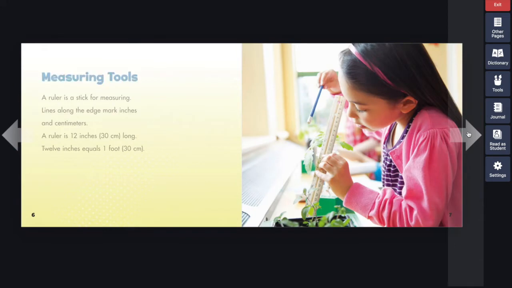Measuring tools. A ruler is a stick for measuring. Lines along the edge mark inches and centimeters.